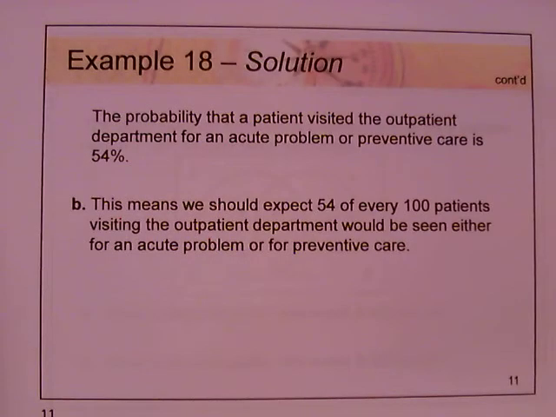Okay, now there's the interpretation of that. And now part B, this means we should expect 54 out of every 100 patients visiting the outpatient department would be seen either for an acute problem or for preventive care.